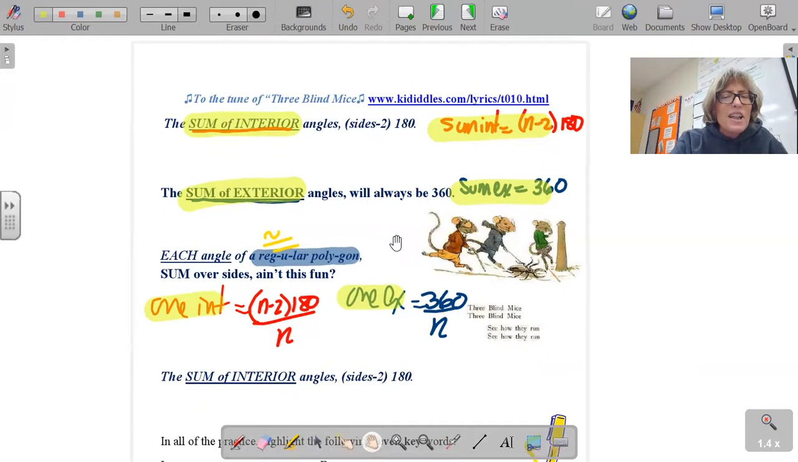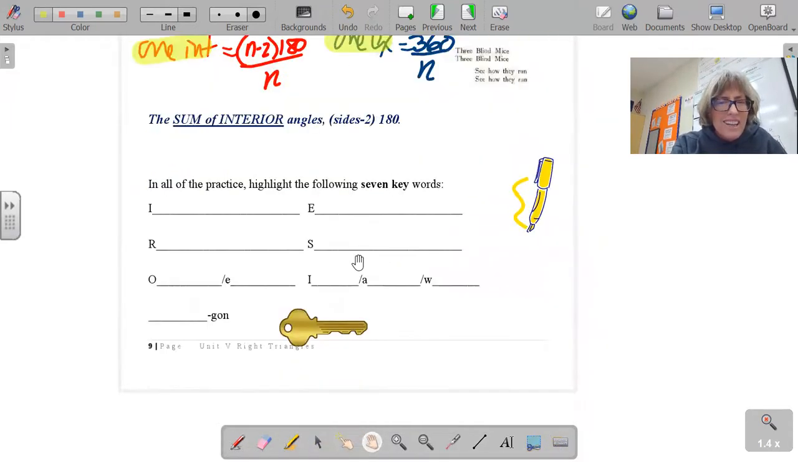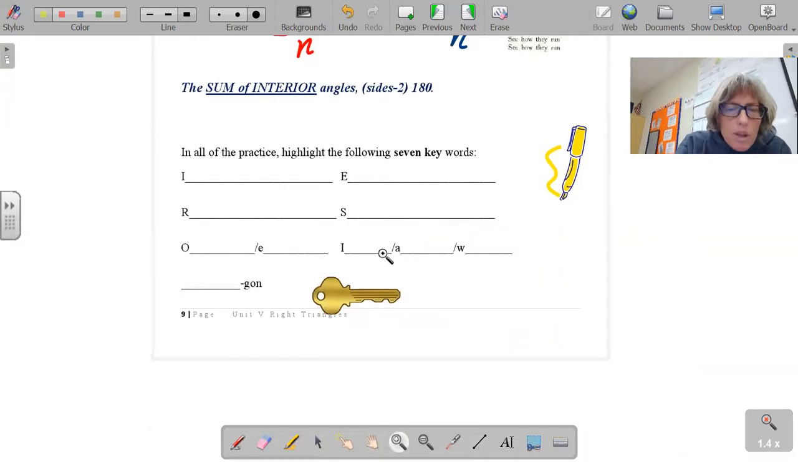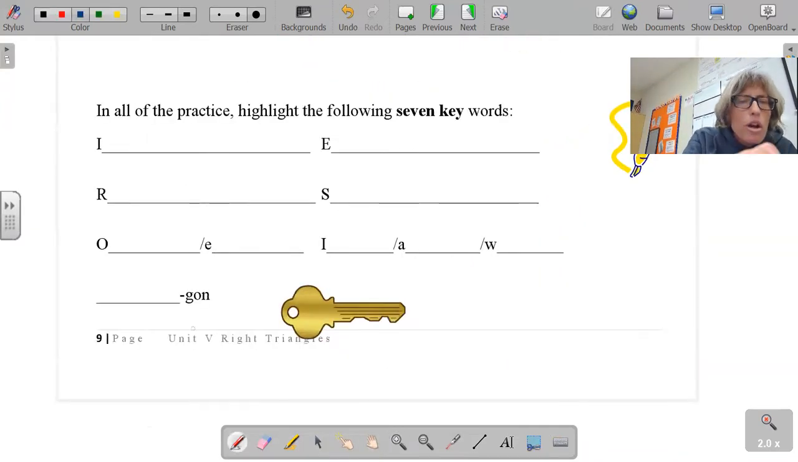Yeah, we're singing this in class. You better get used to it. Before we do some actual problems, there are key words you need to watch out for. I'm just going to write them.